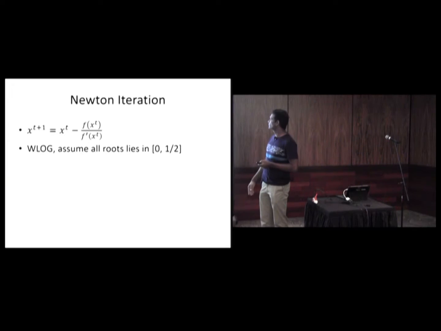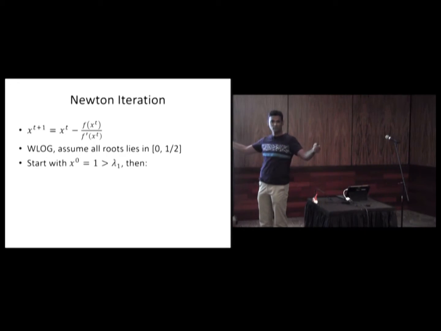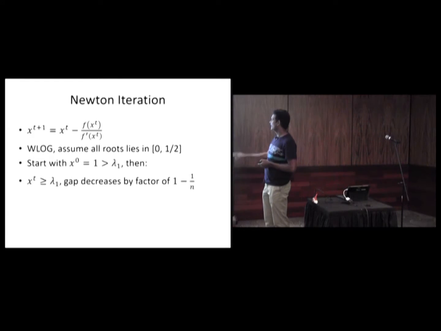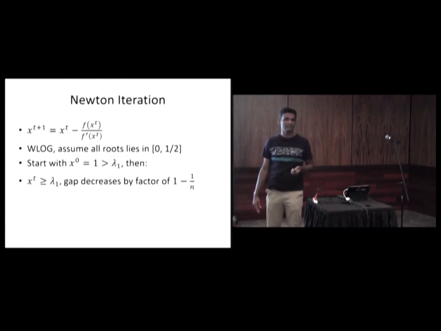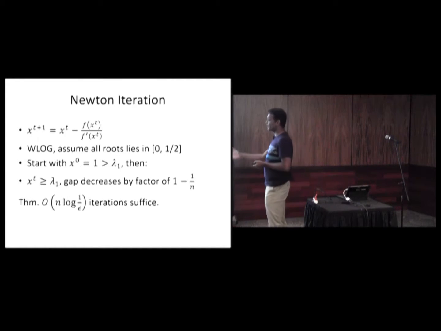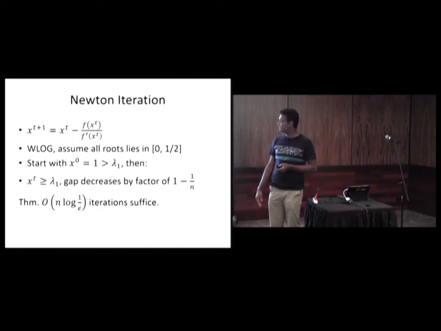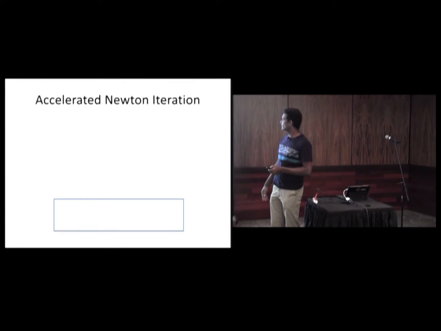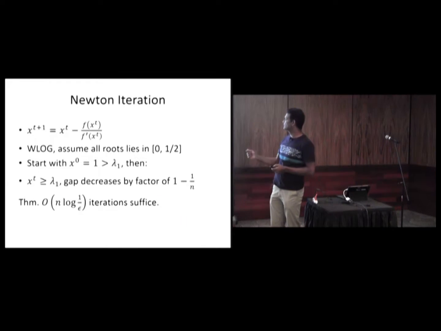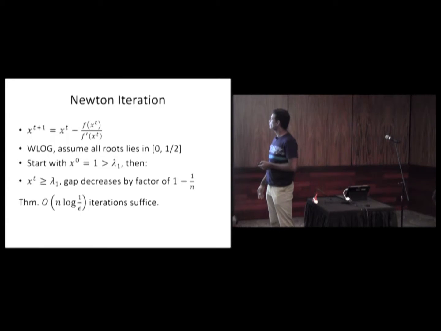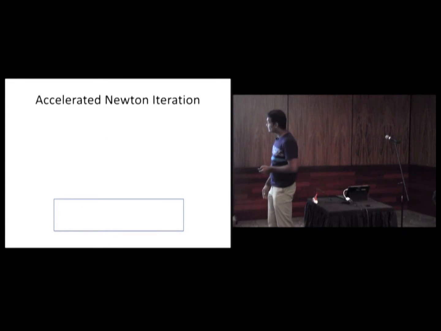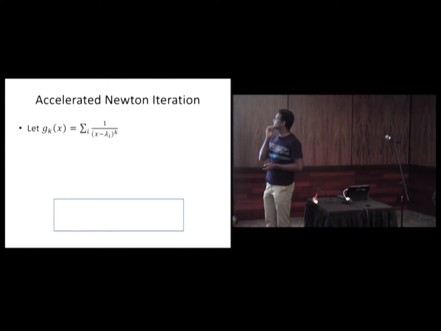So again, I'm going to assume all roots are within 0 to 1/2 because I have a bound. I'm going to shift it and scale down. Start with, say, x0 equal to 1. The gap decreases by 1 minus 1 over n, at least, and doesn't go to 0. So n log 1 over epsilon iterations suffice. This is a polynomial time algorithm, provided we figure out how to do each step, and that's evaluating the function and its derivative. Okay. Now, here's the accelerated Newton iteration, what we present in this paper, which I presume must have been known to Newton.